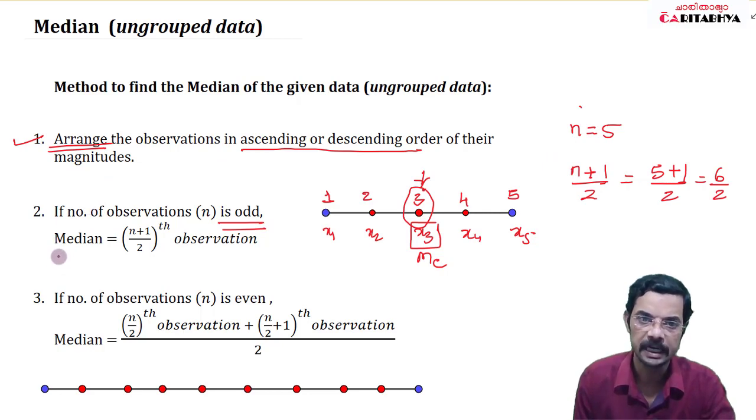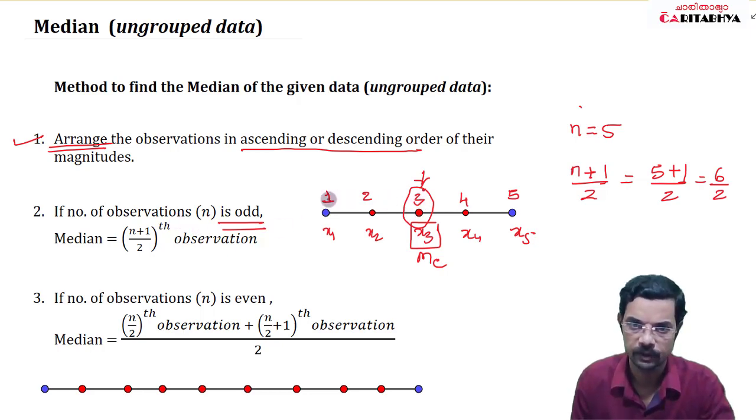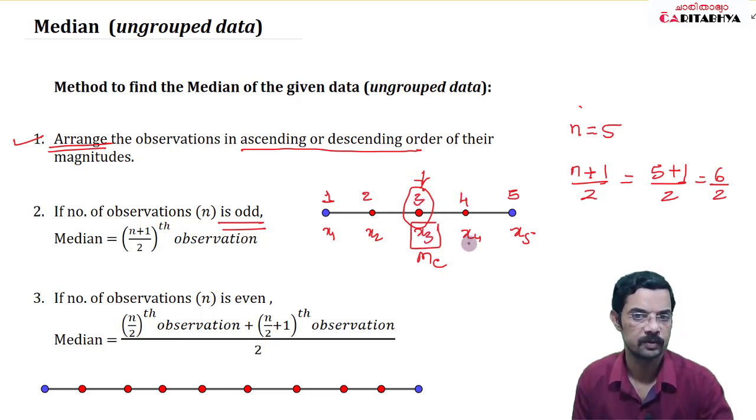So therefore, if the number of observations n is odd, then median can be obtained using the formula (n plus 1) divided by 2-th observation. Here, the first observation is x1, second observation is x2, third observation is x3, fourth observation is x4, fifth observation is x5. But when we are talking about the third observation being the median, that is x3. So x3 will be the median.